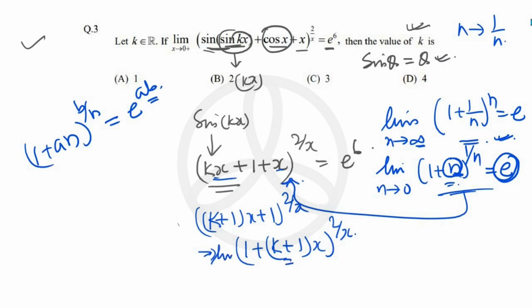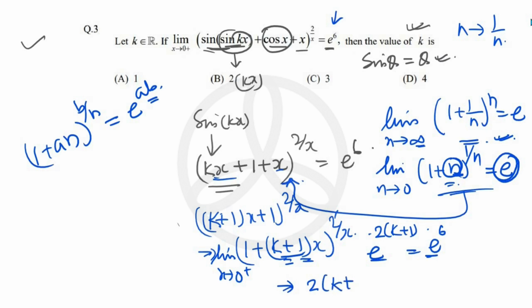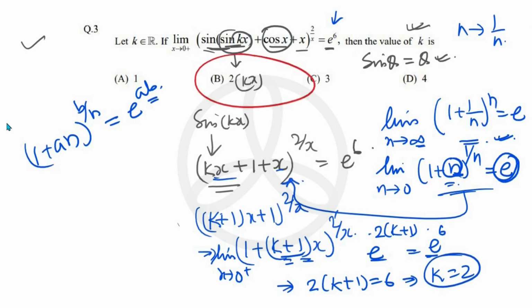If x tends to 0, this will become e to the power this multiplied by this, 2k plus 1, and this is given as e to the power 6 here. The exponents of both of them can be equated. We can write k plus 1 is equal to 6, and this will give us a straightforward 3 minus 1, k is equal to 2. Our answer will actually become option number B. So let us move to the next question.